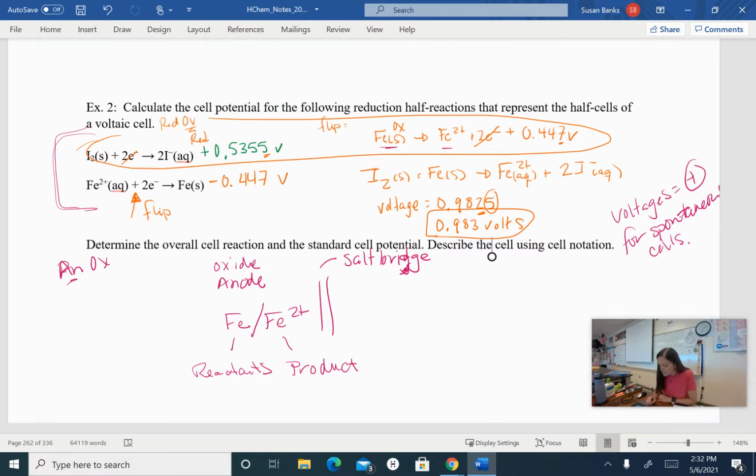And then on the other side of the salt bridge, we put in what is reduced, the reduction side. So we put in the cathode side. Okay, remember red cathode side. So we start with our reactants, which is iodine. And then we do a slash, and then we put in our products, which is the iodide ion.